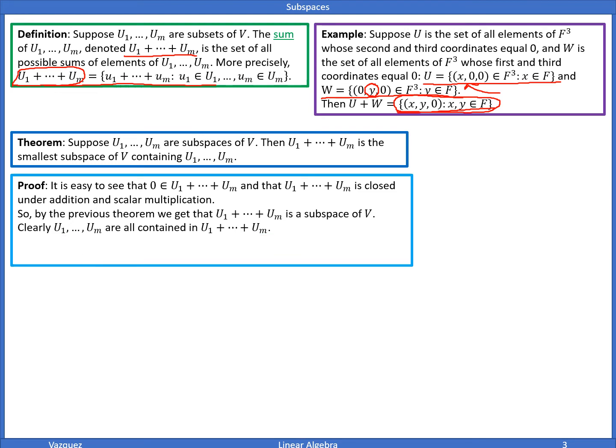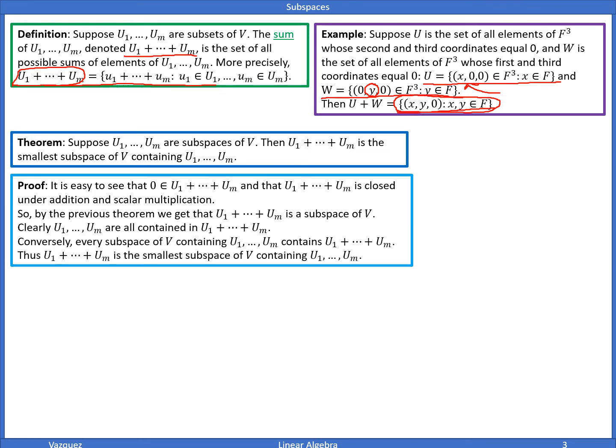Okay, so every subspace of V containing U1 all the way to UM also contains the sum. And why is that? Well, because subspaces must contain all finite sums of their elements. All of them. What does that tell us? Well, therefore, the sum U1 all the way to UM is the smallest subspace of V containing U1 all the way to UM.